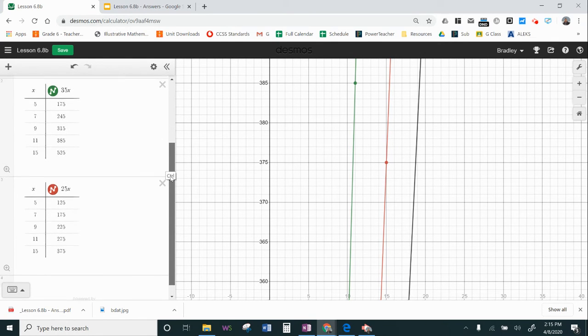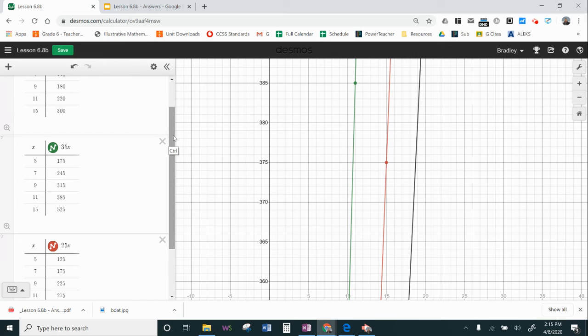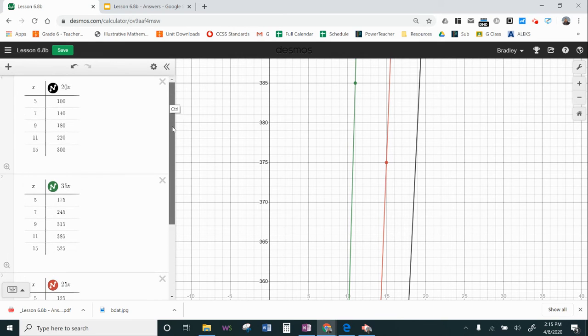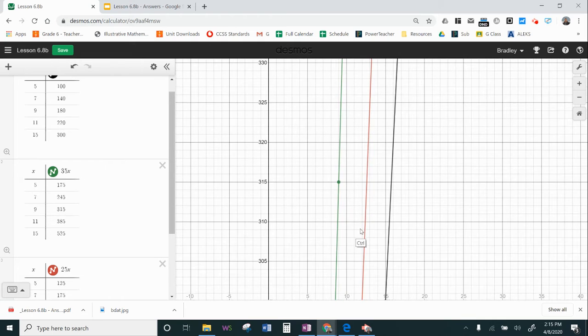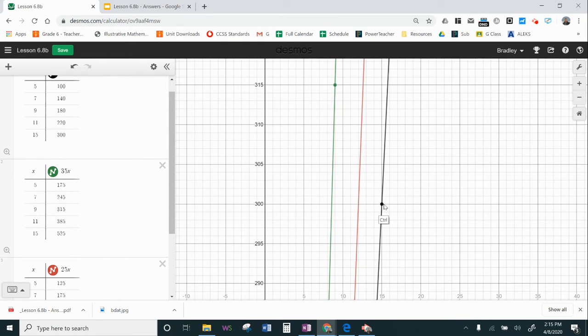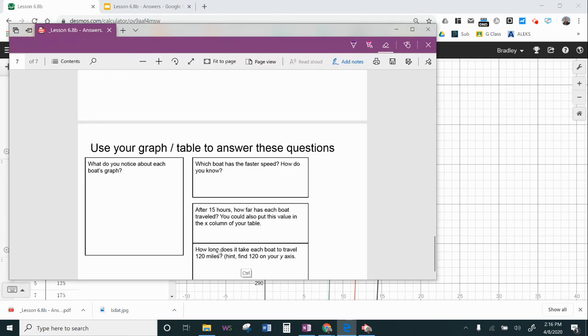I can also look at my table here. The green one is going to meet at 525, and the black one we saw just before met at 300 miles. If I zoom back down, there's my black dot there. There's the boat after 15 hours. It's traveled 300 miles. And the last question was, how long does it take each boat to travel 120 miles? That question has actually changed since I filmed, and it's now 840. So how long does it take each boat to travel 840 miles?